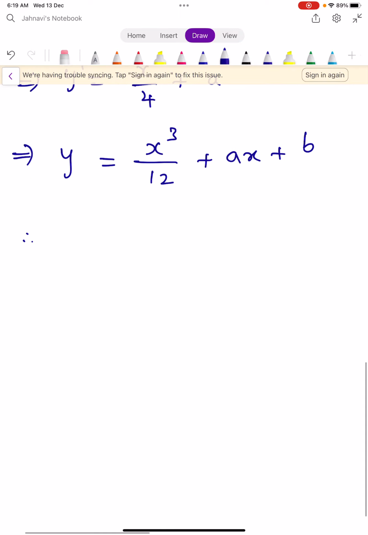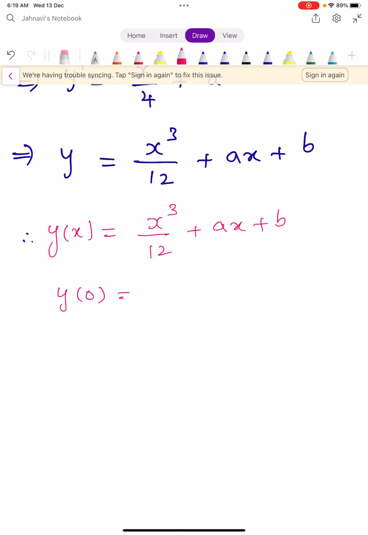So therefore we get the function y of x is equal to x cube by 12 plus ax plus b. Let us use the boundary conditions. The first boundary condition is y of 0 is equal to 0. If y of 0 is equal to 0, the above equation gives us 0 is equal to 0 plus b. This implies the constant b is equal to 0.